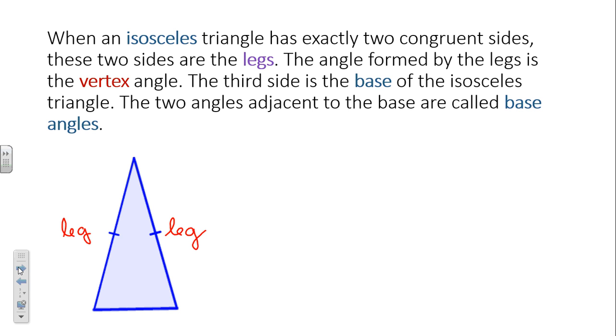The third side is called the base. So label your base. In this case, the base is on the bottom of the triangle, but we can rotate a triangle and have the base be off to the side. So the base is your third side. Now I want you to label your base angles. Which ones are your base angles?